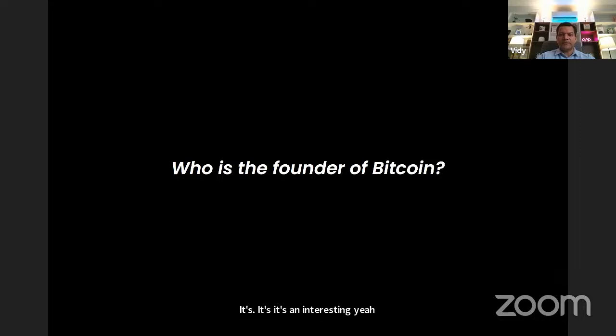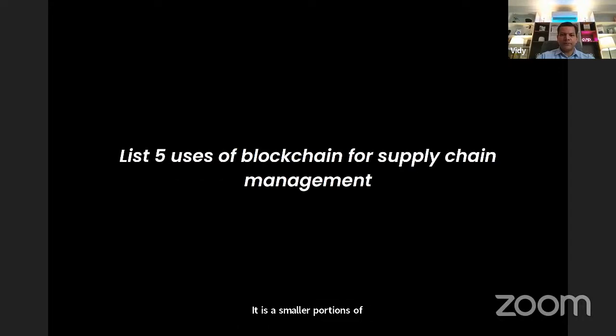scenario or case. And do you know what Satoshis mean in Bitcoin? In terms of Bitcoin, it is also a unit. Smaller portions of Bitcoins are called Satoshis. So like we have rupees and paise, paise is equivalent to a Satoshi.